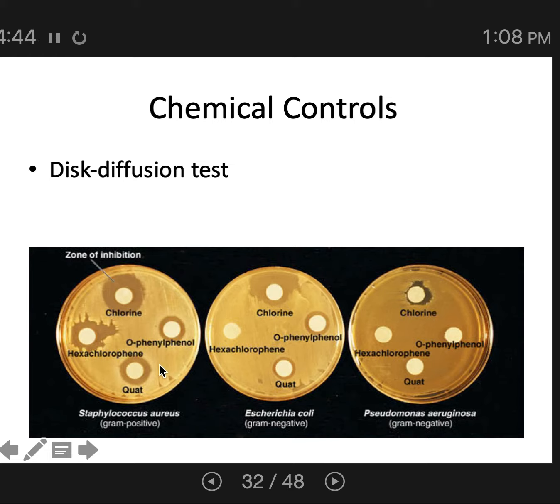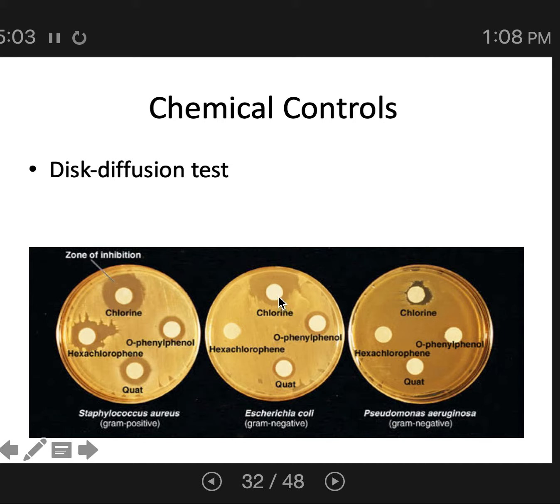Notice that everything works the best on gram-positive bacteria, right? And then they work worse on the 2 gram-negative bacteria species. And remember, Pseudomonas is a special case of gram-negative with pores that expel chemicals, so this is the most resistant to everything. Actually, interestingly, it looks like maybe chlorine might work.